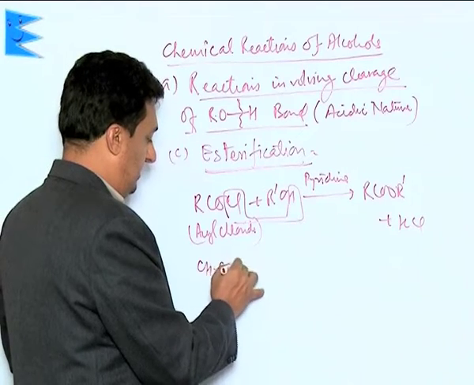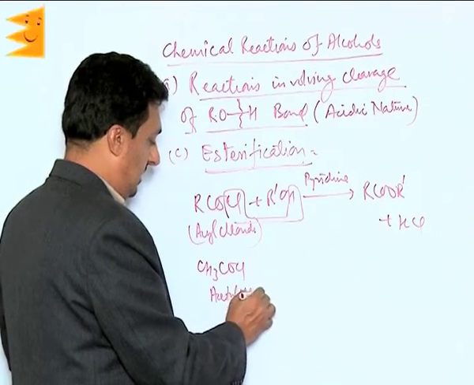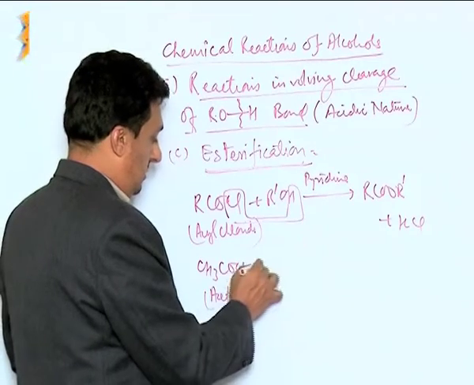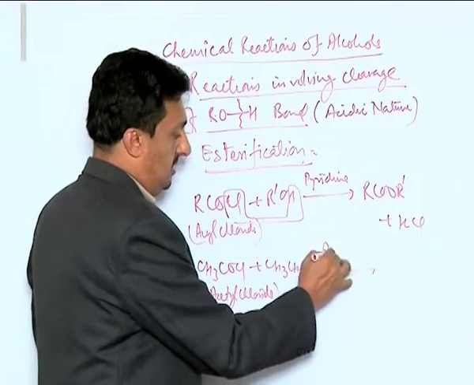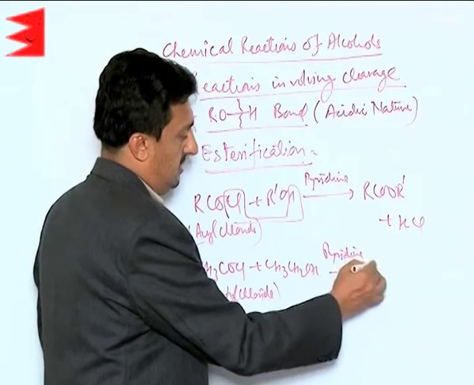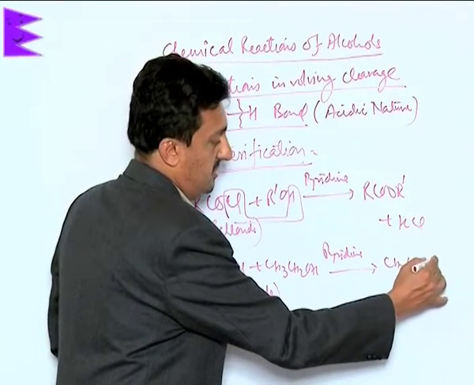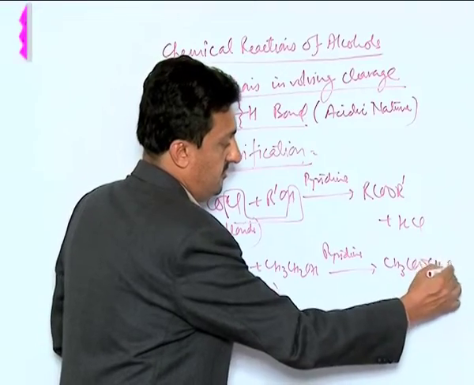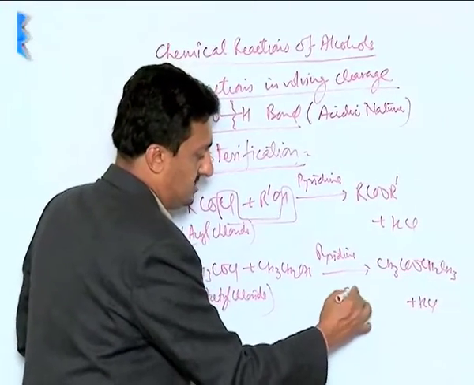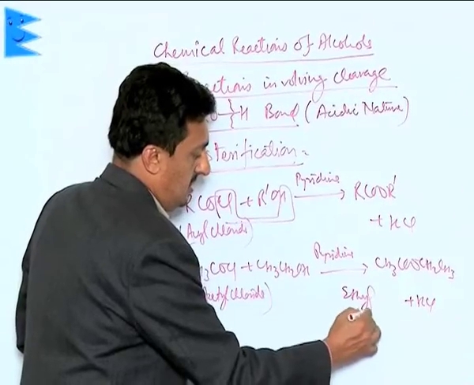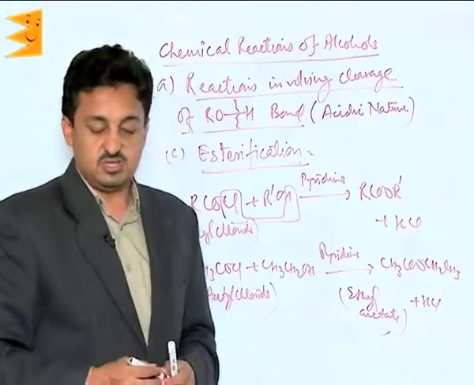So it's one of the best methods of preparing the esters. Like we can have CH3COCl, this is called acetyl chloride, and we have taken suppose ethanol in pyridine, it forms CH3COOCH2CH3 plus HCl. So what we get is called ethyl acetate. So this is what the esterification reaction is.